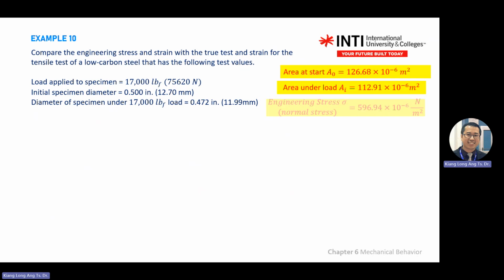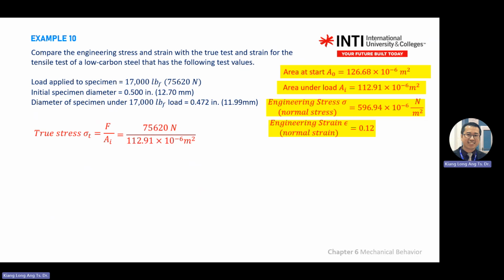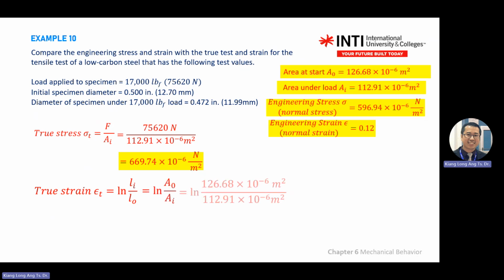Once you get these two numbers, you have the area. You calculate area, area under load, calculate stress, calculate strain. This one is 4 marks, already 4 marks here. Then you put in the calculation. True stress is force divided by the instantaneous area. You calculate the instantaneous area, substitute, and you get that one. Strain is also the same. You use the ln of the area ratio to calculate it, which is 0.15.